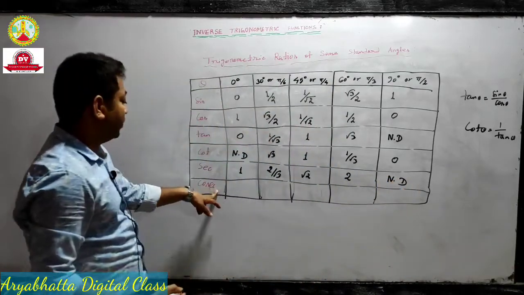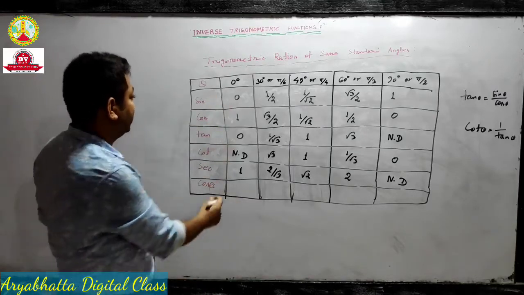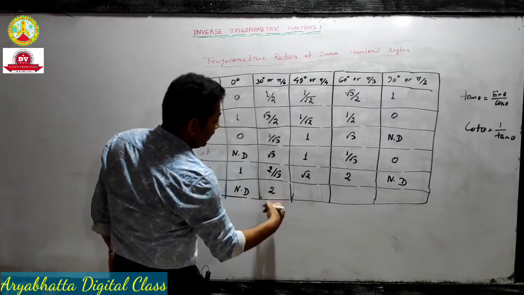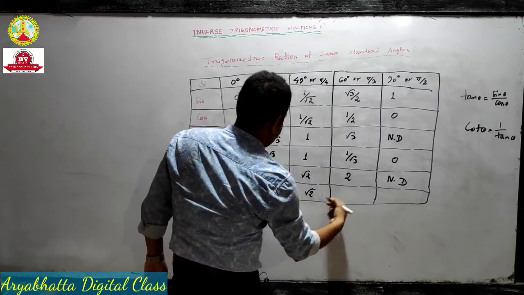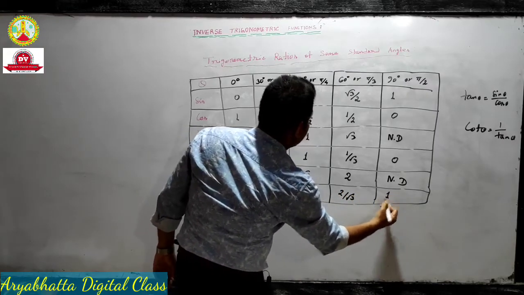Next, we know that cosec theta equal to 1 by sin theta. Therefore, cosec 0 is not defined, then 2, then root 2, then 2 by root 3, and this equal to 1.